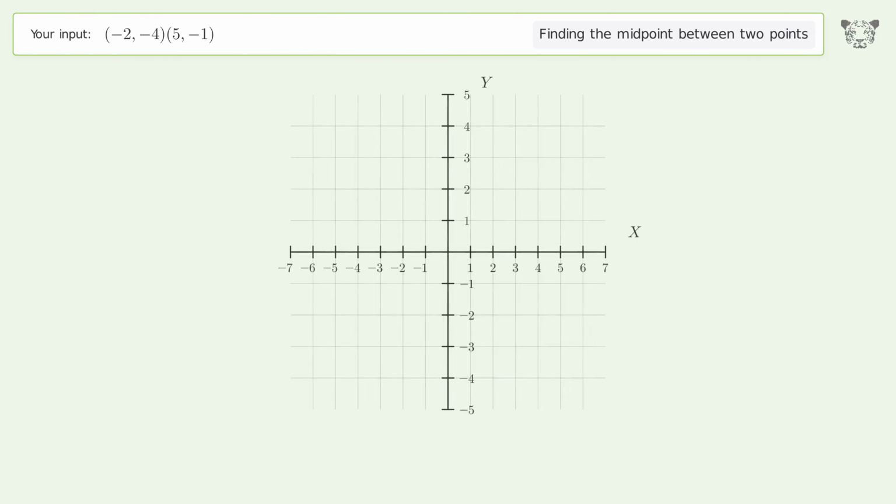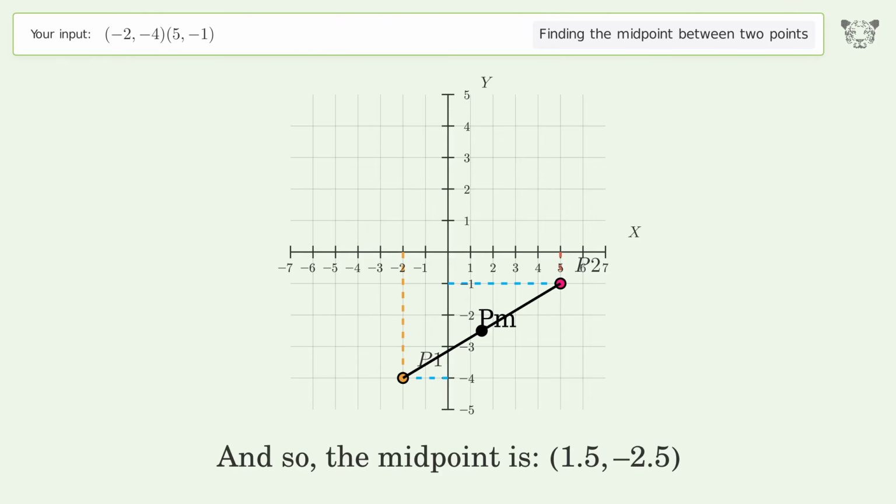And so, the midpoint is 1.5, negative 2.5.